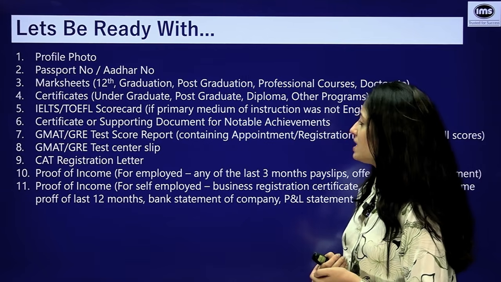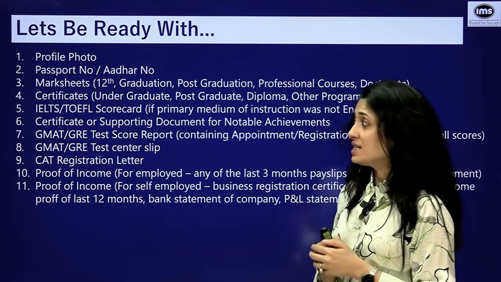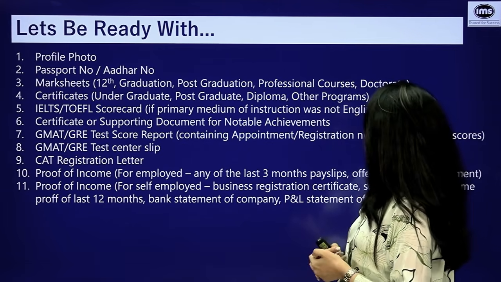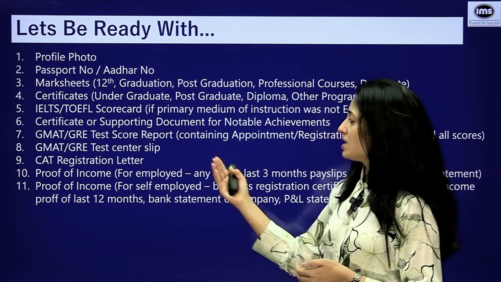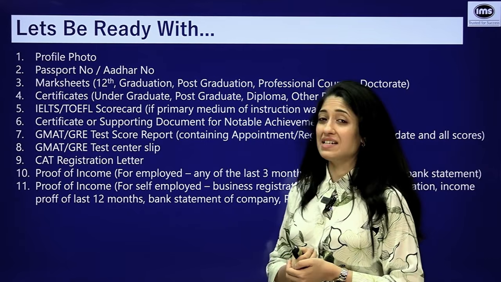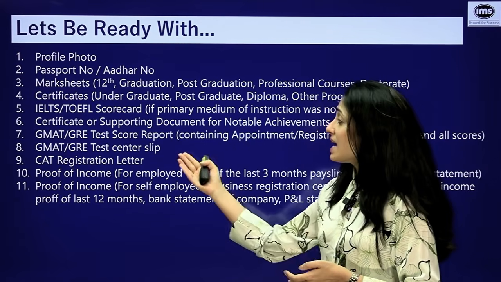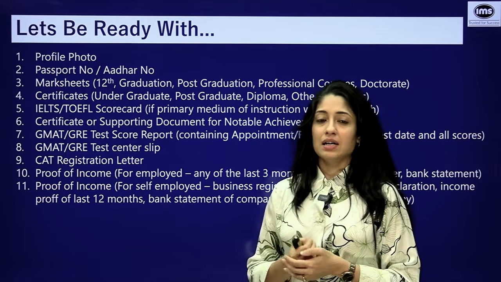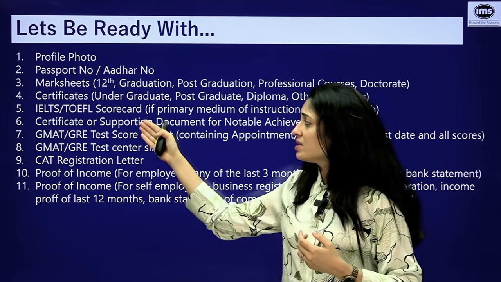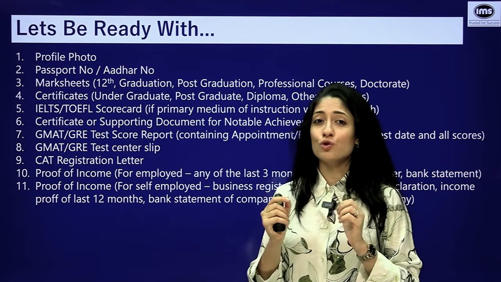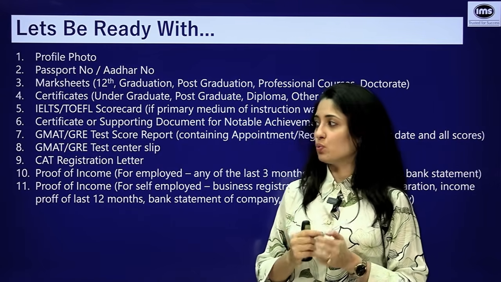GMAT or GRE test scorecard, which should ideally contain your appointment or your registration number, test date, and your center details. GMAT or GRE test center slip, CAT registration detail. So, in case you are planning to apply through any of these exams, you need to have the documents related to those exams with you.